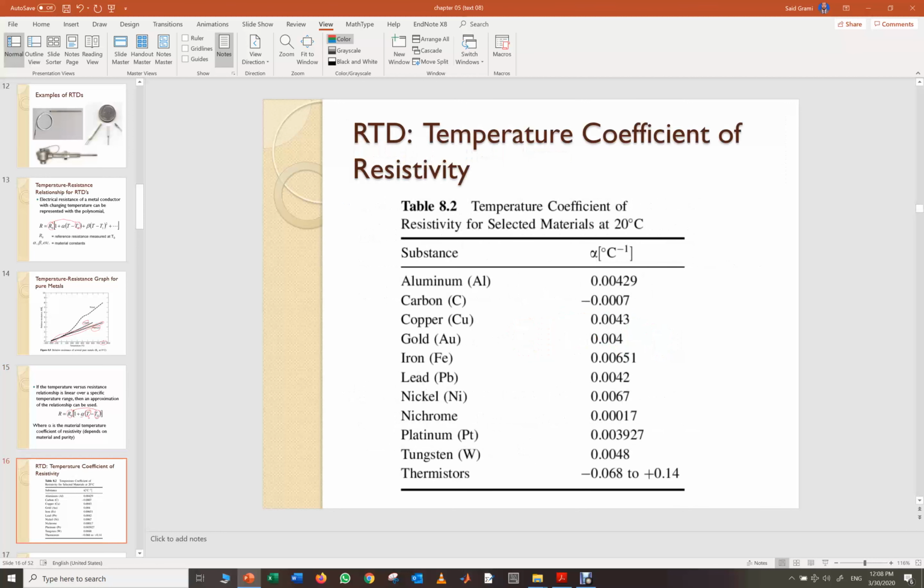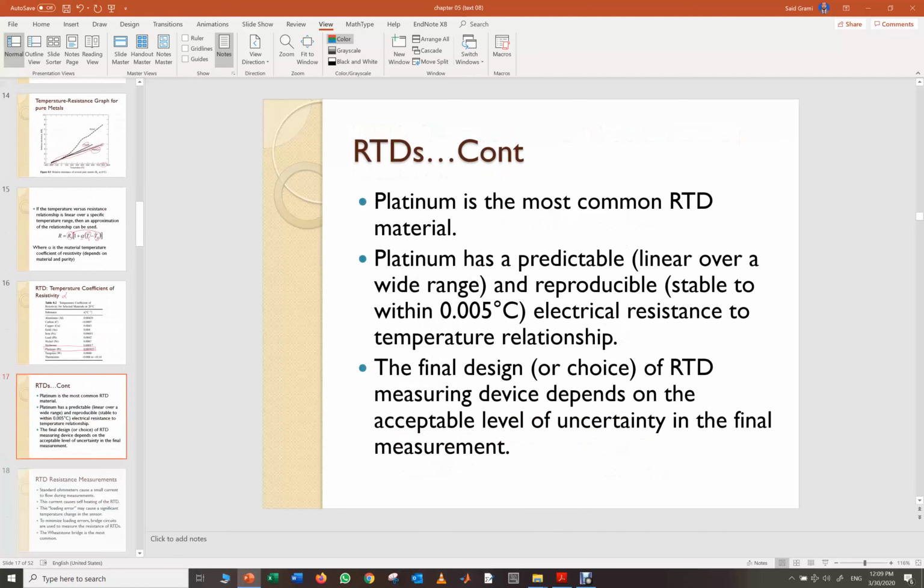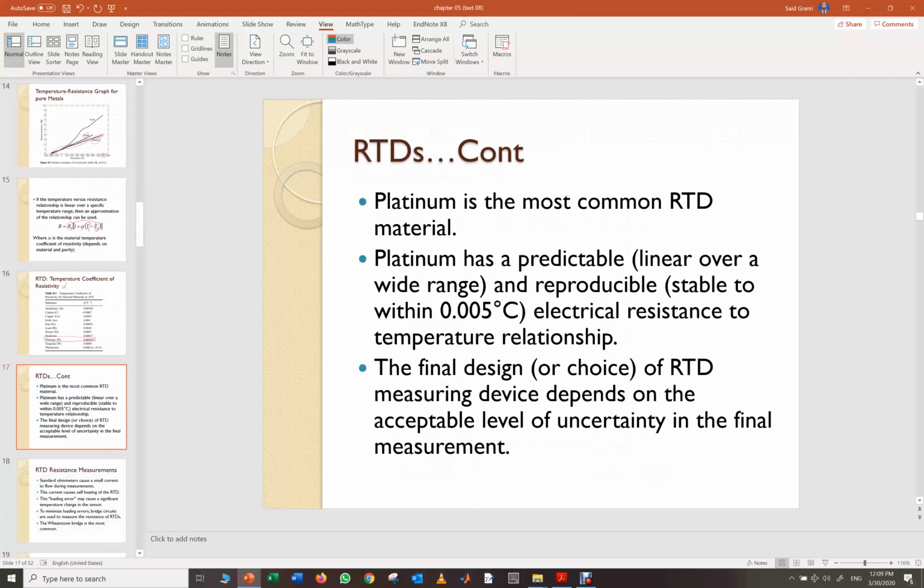where alpha is the material temperature coefficient of resistivity, which depends on the material and purity. This is an example of a table for the temperature coefficient of resistivity, which we said is alpha. So here for aluminum it's 0.0429, and if we go directly to platinum, which is the most used one, alpha is 0.03927. So platinum is the most common RTD material. This is what we said before.